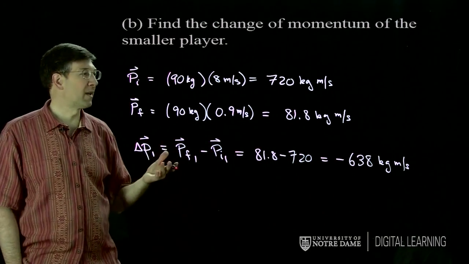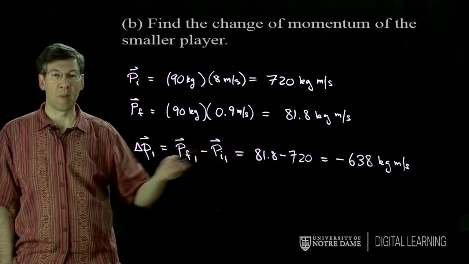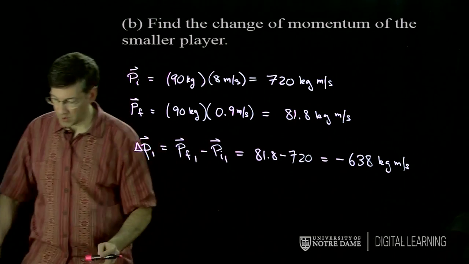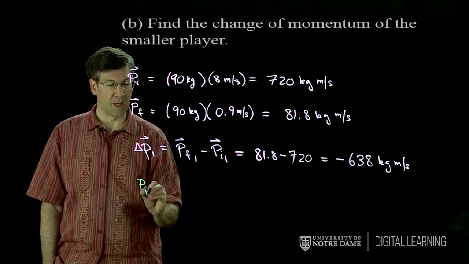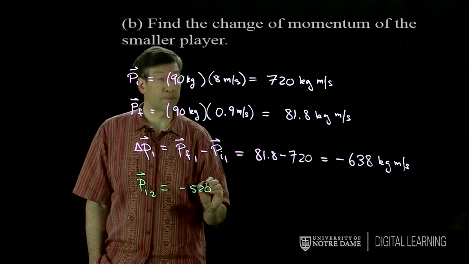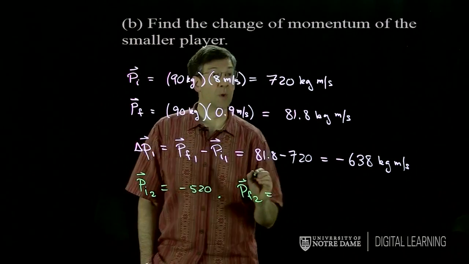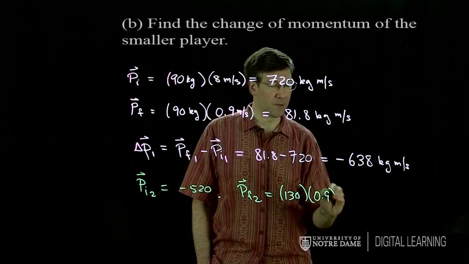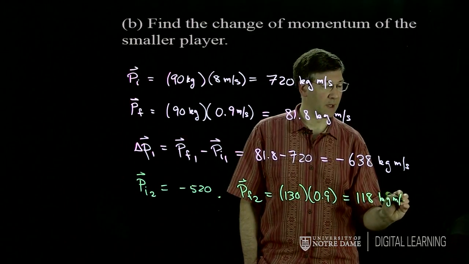Now, we can check this because the magnitude should be the same as the change in momentum of the bigger player. And so we can switch to the bigger player here. The initial momentum of the bigger player, P initial 2, is equal to minus 520, and P final 2 is going to be 130 times the new velocity, which is 0.9, and so that's equal to 118 kilogram meters per second, keeping with our units here.